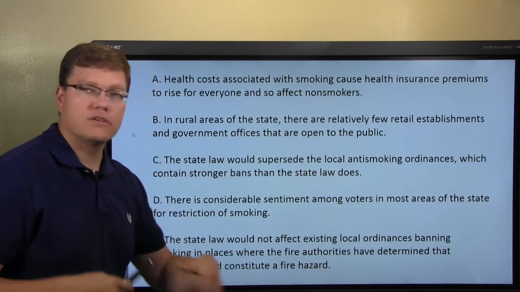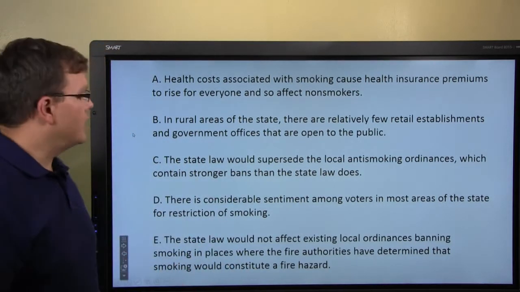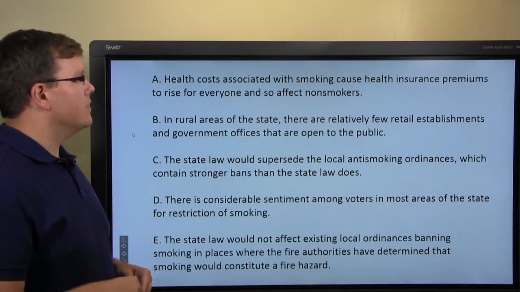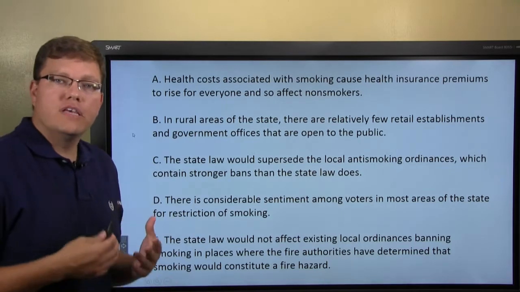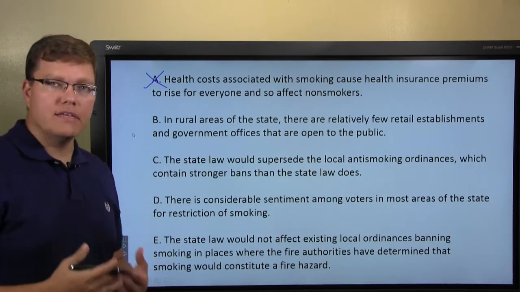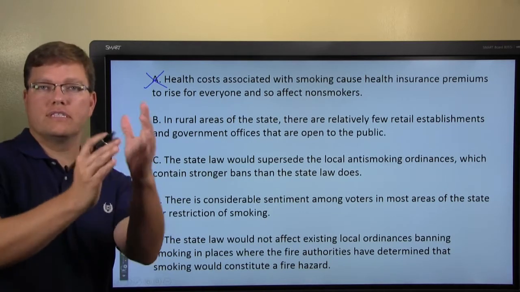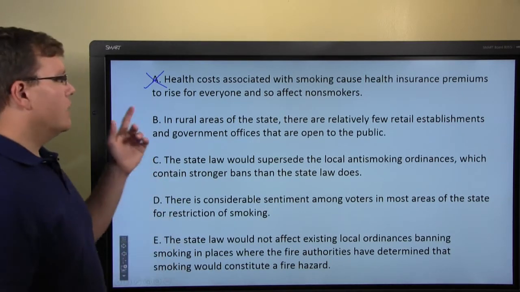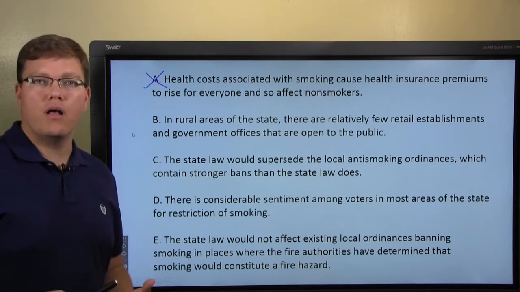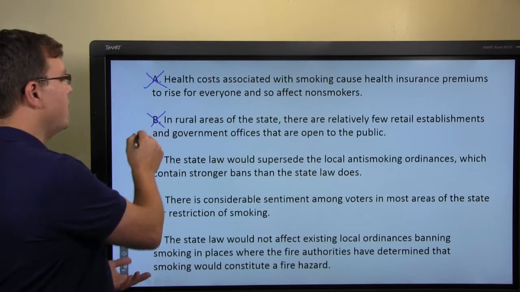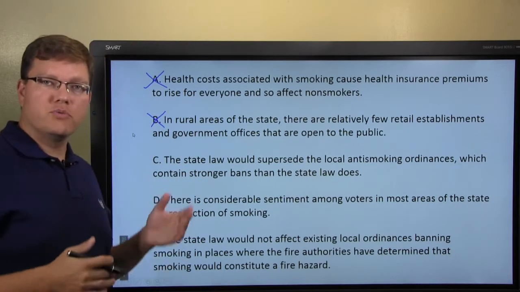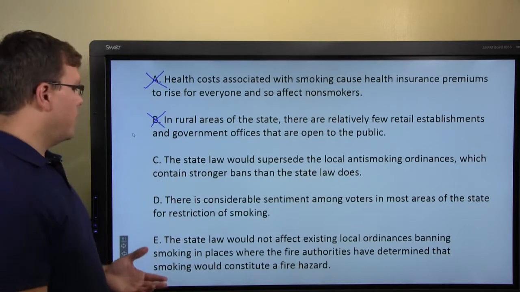Let's run through these answers with our idea in mind. A, health costs associated with smoking cause health insurance premiums to rise. This really has nothing to do with it, and I'm going to stop reading that. It's really got nothing to do with the local ordinances versus this new petition. B, in rural areas of the state, there are relatively few retail establishments and government offices. A lot of people might go for this, but it really doesn't talk about some sort of difference between the local ordinances and the proposal.